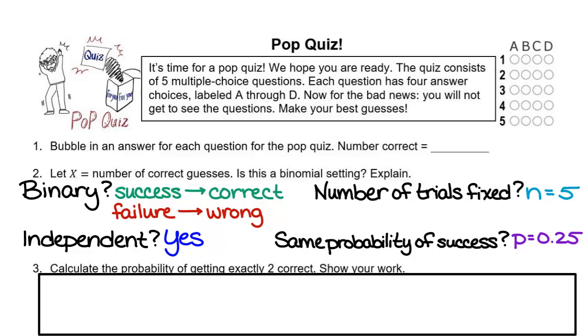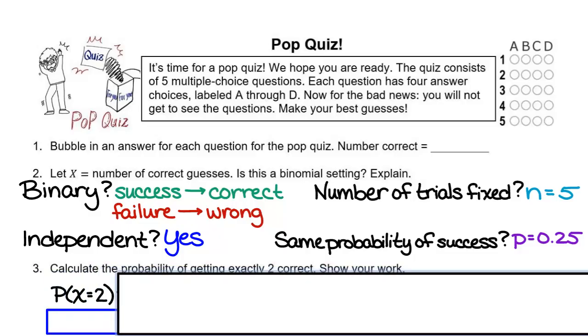I want you guys to calculate the probability of getting exactly 2 answers correct. We just did this on the previous page. We had just done this on number 2, part B. I want you to calculate the probability of getting exactly 2 questions correct, or the probability that x equals 2.